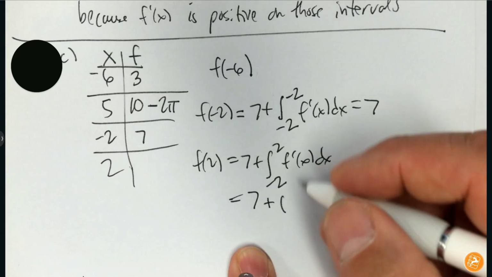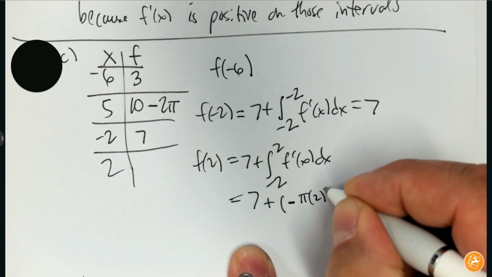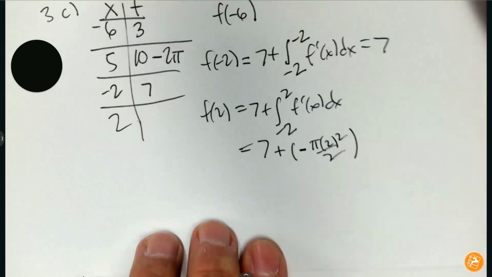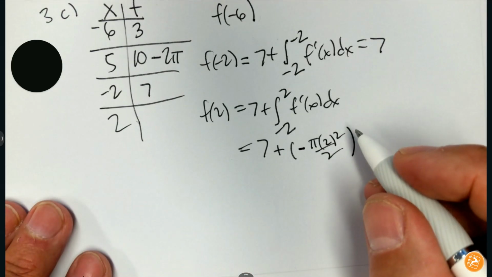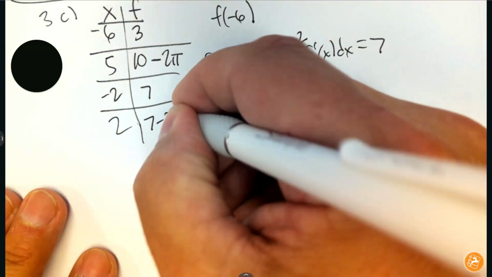That's that semicircle. So the area there is negative. And again, it's pi r squared divided by 2, that semicircle. So if I simplify this, 2 squared divided by 2, that's -2 pi. So I have 7 subtract 2 pi.